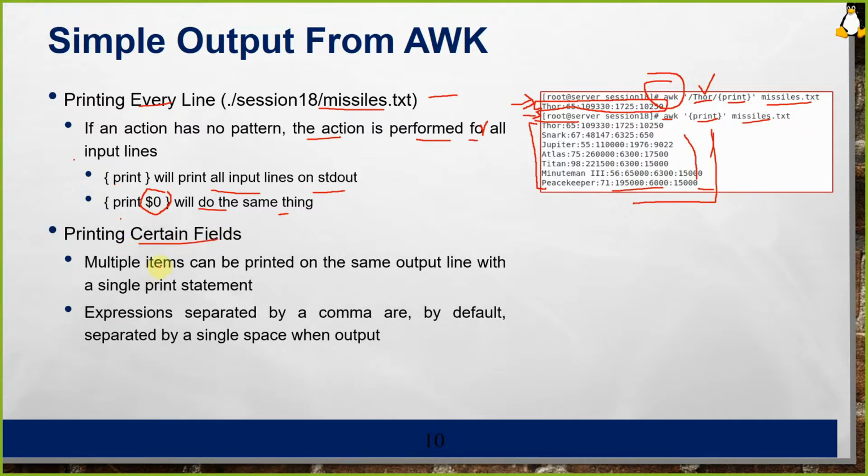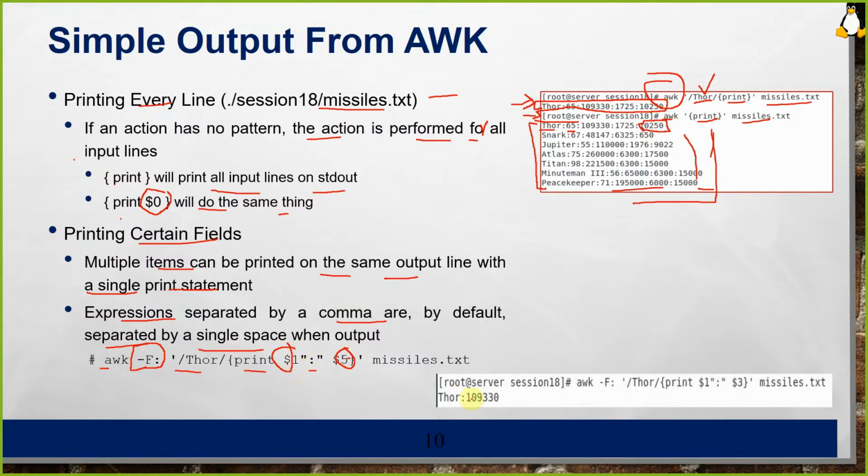Printing certain fields. Multiple items can be printed on the same output line with a single print statement. Expressions separated by commas are by default separated by a single space when output. Like if you type awk -F: with field separator colon, you specify Thor and print field number 1 colon field number 5. So you will expect field number 1, this value Thor, and field number 5, which is 1, 2, 3, 4, 5. So we expect these two values in the output of this line.